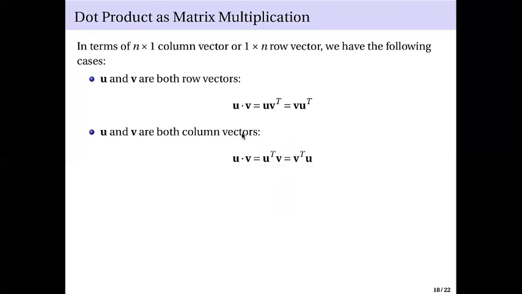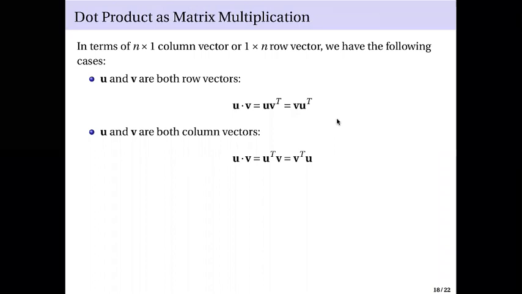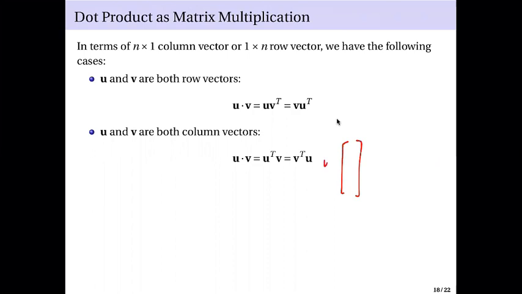If they are both column vectors, the transpose is on the first side. So u dot v is equal to u transpose v. If they are both column vectors, they are both vertical. Say this is your u and this is your v. They are both vertical. So u transpose v: u transpose becomes horizontal, meaning a row vector. So you have this dot product.